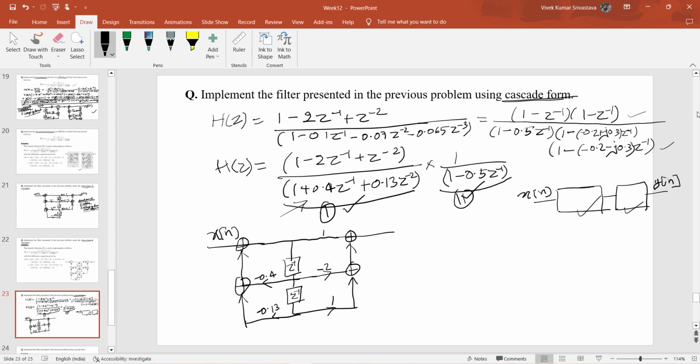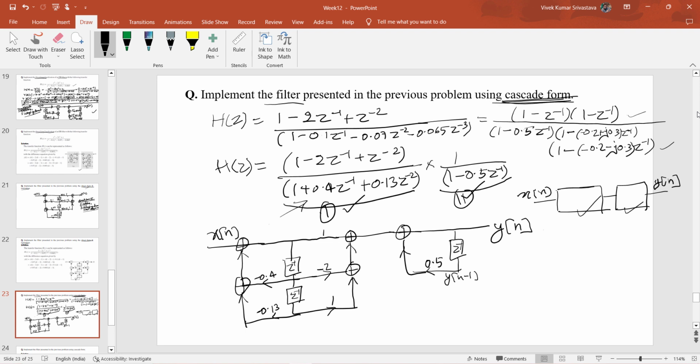Similarly, we can determine the second transfer function. Let me draw it. So this is y of n, sampled here. This is y of n minus 1, and this will be multiplied by 0.5, and then added here. So this is the realization of the IIR filter using the cascade form.